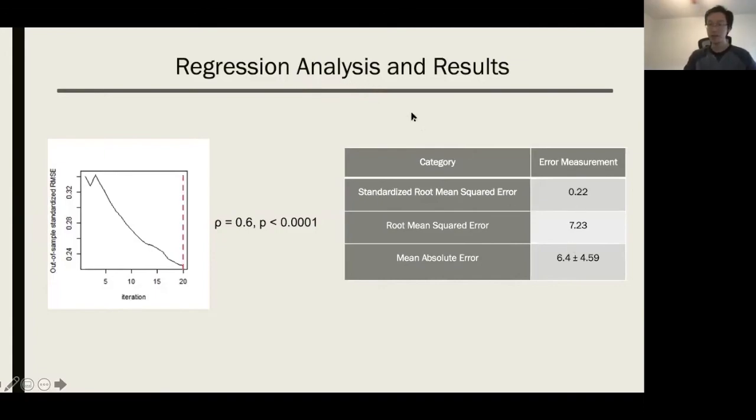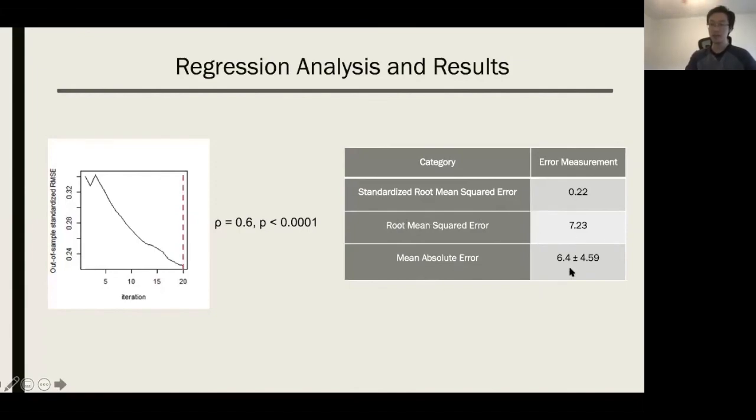As you can see, there's a root mean squared error and a standardized root mean squared error. These two are pretty much the same thing. It's just that the standardized root mean squared error was standardized by dividing by the standard deviation of the training set. But if you want the actual error, you can just look at this RMSE value.